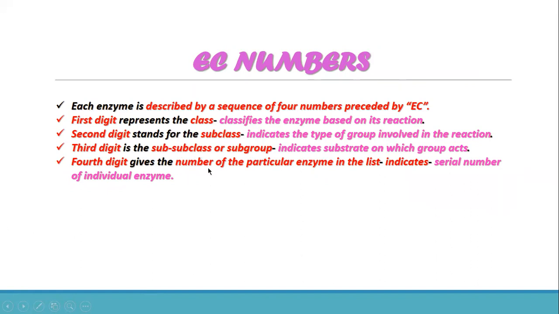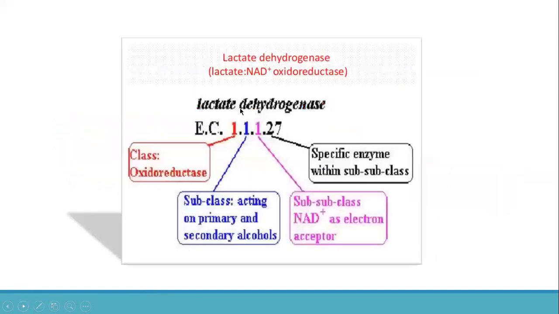The fourth digit gives the number of the particular enzyme in the list, indicating the serial number of the individual enzyme. For example, lactate dehydrogenase. The first digit explains the class, the second the subclass, the third the sub-subclass, and the fourth is the specific enzyme in the list.